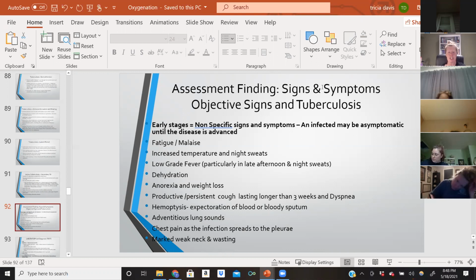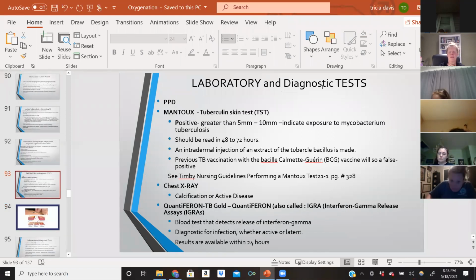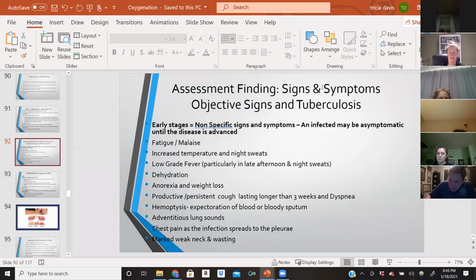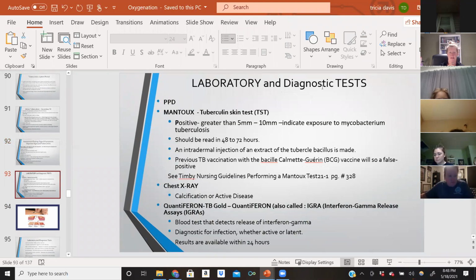They're going to have adventitious lung sounds. They might have chest pain if that infection spreads out into the pleura. And then they complain of a weak neck, and they're going to be what we call wasting, because they're going to be losing a lot of weight. It's going to be noticeable. So remember, in the early stages, they don't really have a lot of symptoms at first. It can be very non-specific or asymptomatic.